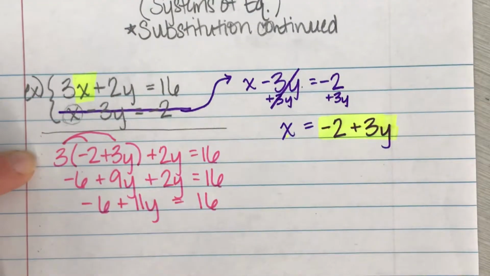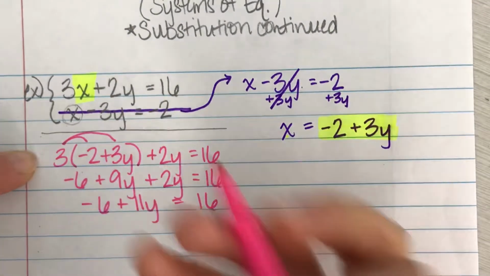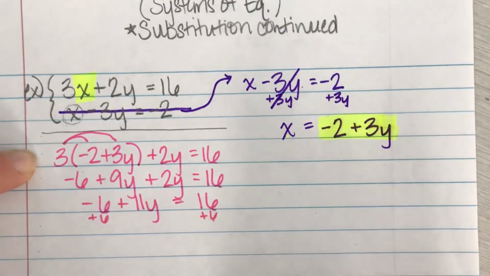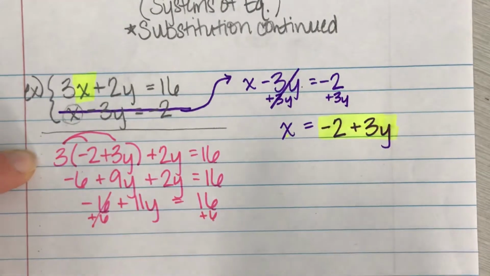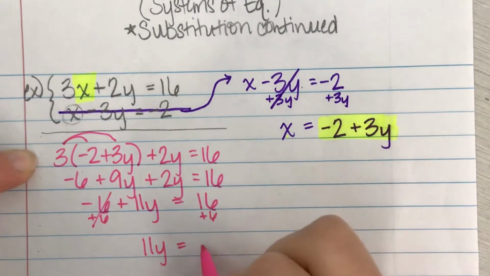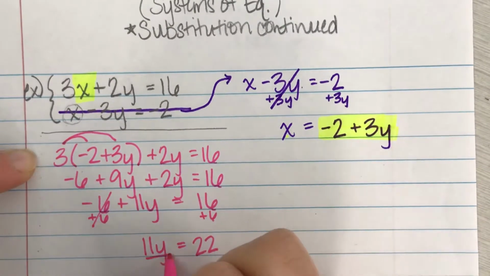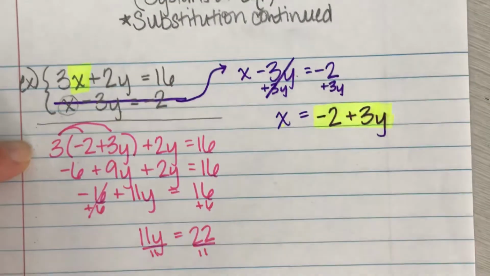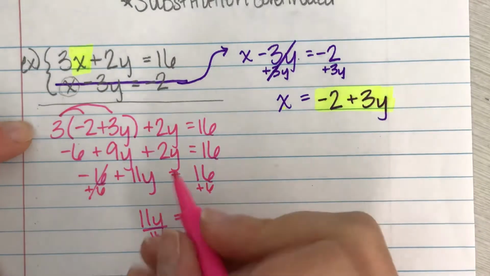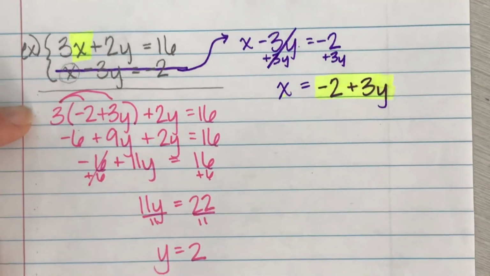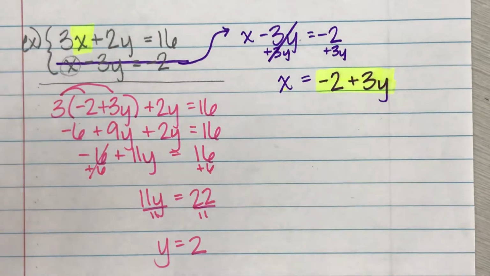This is basic solving equations. If I'm trying to isolate y, I'm going to add 6 to both sides so that that cancels out. And I end up with 11y equals, that would be 22. When we divide by 11, you end up with y equals 2. Okay, now that I know half of the answer, I know that y has to be 2.